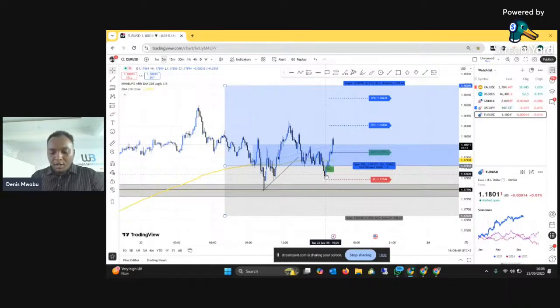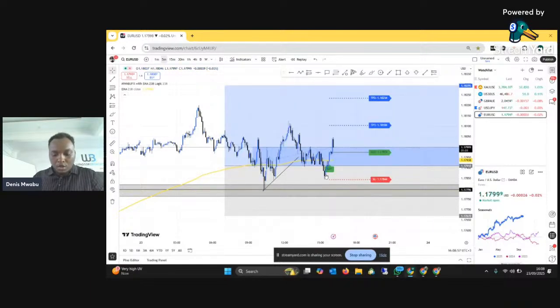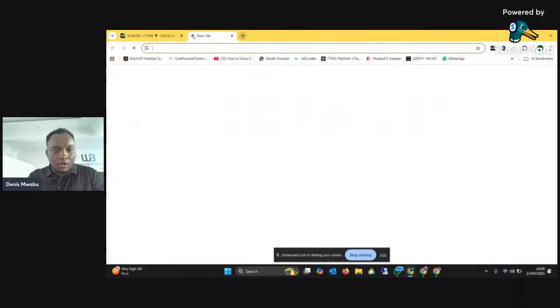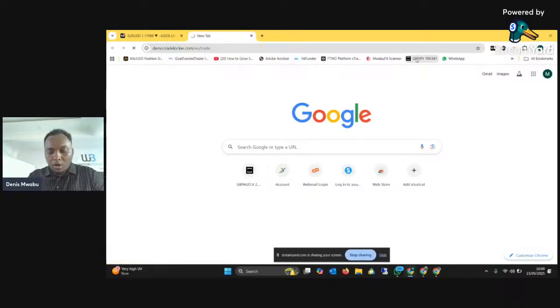So definitely price always moves up and down. As long as you know your direction, you just want to keep on focusing on your risk management, focusing on the risk to reward.